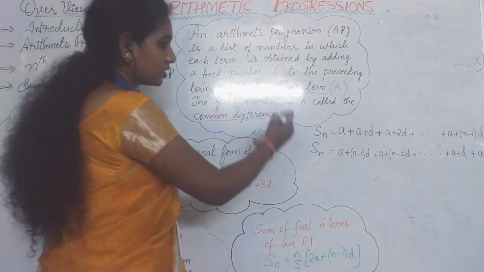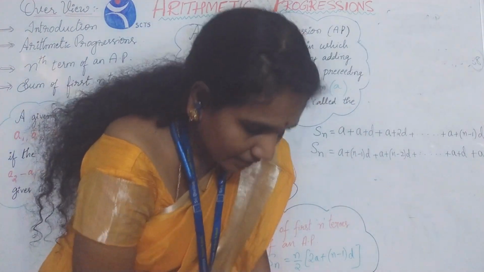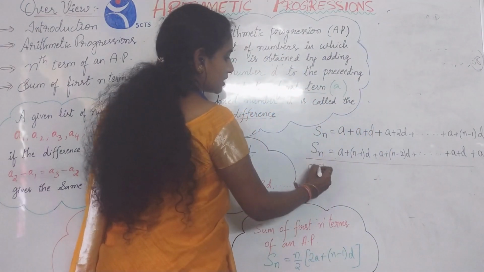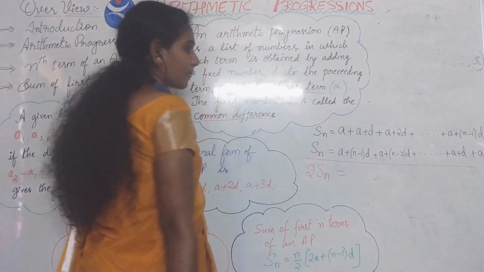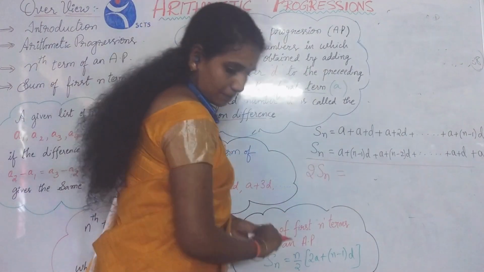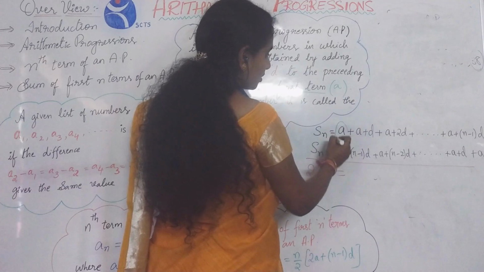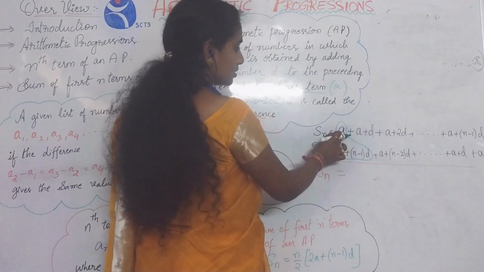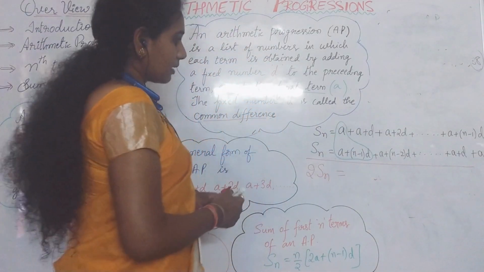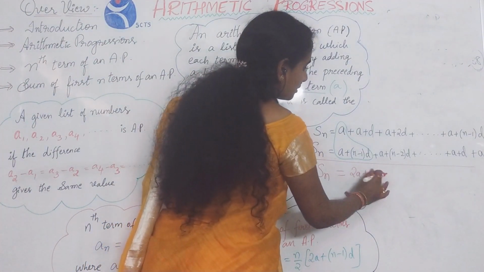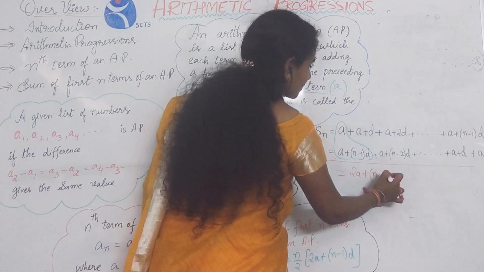Now add these two. On adding these two, Sn plus Sn is twice of Sn. Now A plus (n minus 1) into D. So add these both. These are the first two terms now. So A plus (n minus 1) into D is 2A plus (n minus 1) into D.